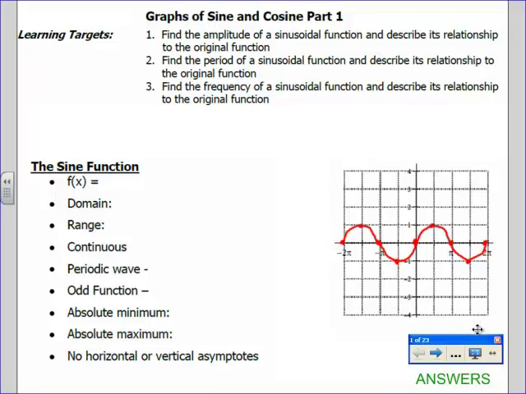Take a second, put this on pause, and think about what all of these properties are as you go down. The one that we do not know about yet is this periodic wave, but try to think about what that would actually mean. Once you've paused and thought about these things, then move on to see the answers.